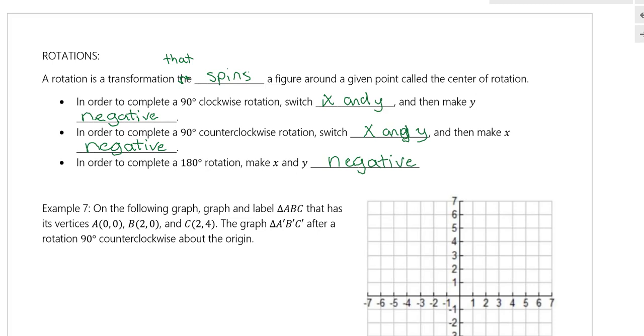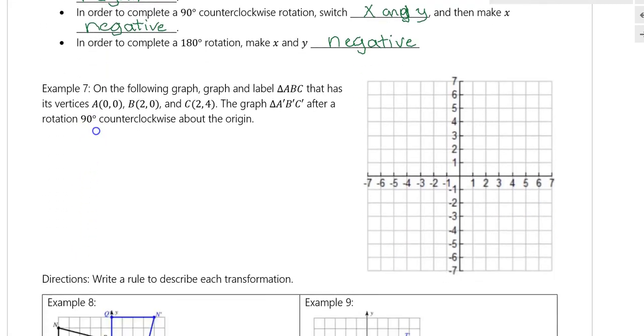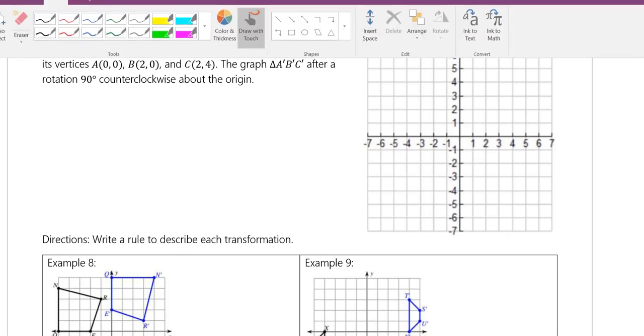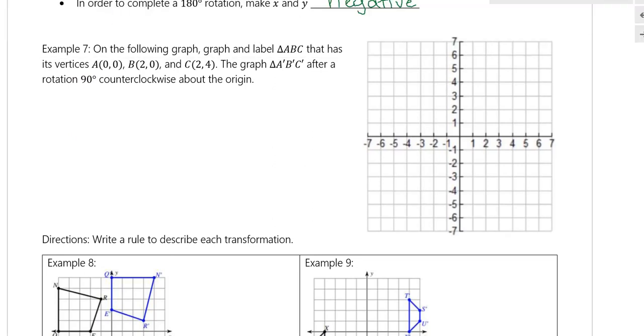On the following graph, looking at example 7, graph and label triangle ABC that has its vertices at A (0, 0), B (2, 0), and C (2, 4). So let's start by doing that. A is at 0, 0. B is at 2, 0. And C is at 2, 4.